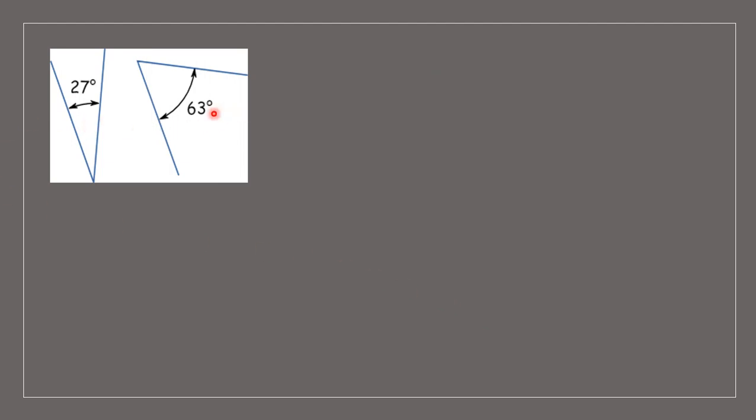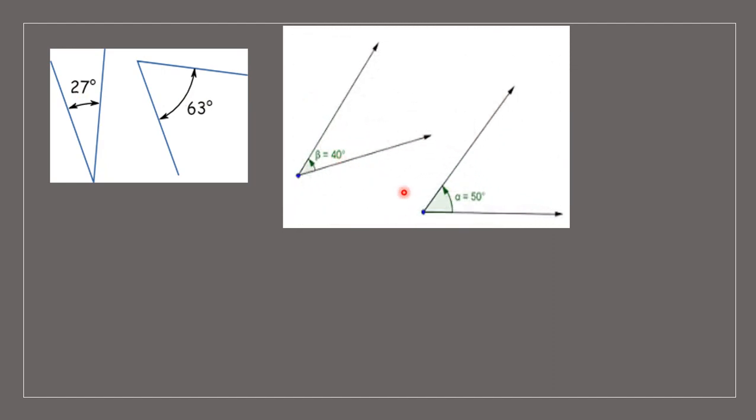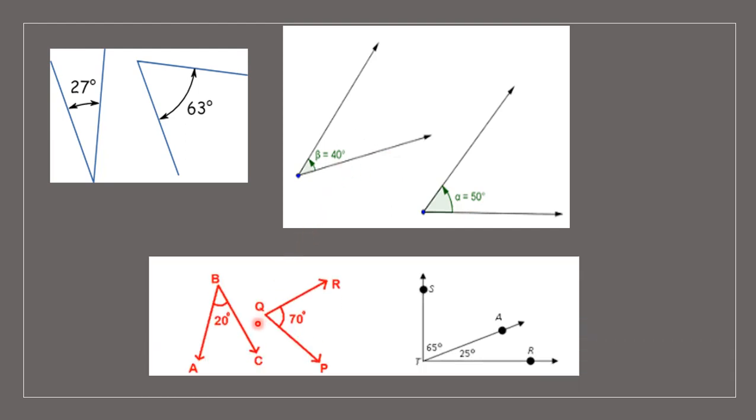More examples of complementary angles are, one of the angles is 27 degrees and one is 63 degrees. So the sum of 27 degrees and 63 degrees is 90 degrees. So they are complementary angles of each other. Another example, one angle is 40 degrees and one angle is 50 degrees. So both are complementary of each other. Similarly, one more example, 20 degrees and 70 degrees. They are both complementary of each other, as the sum of these two angles is 90 degrees.